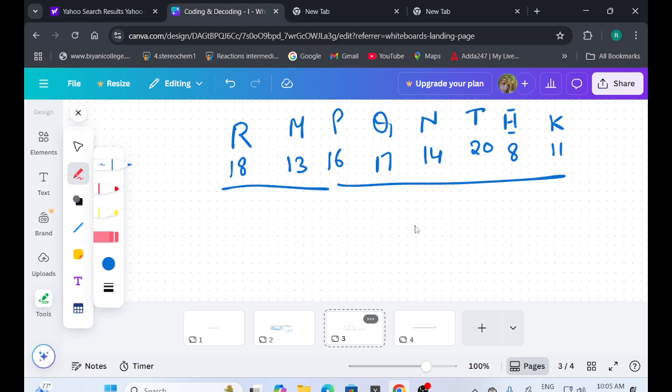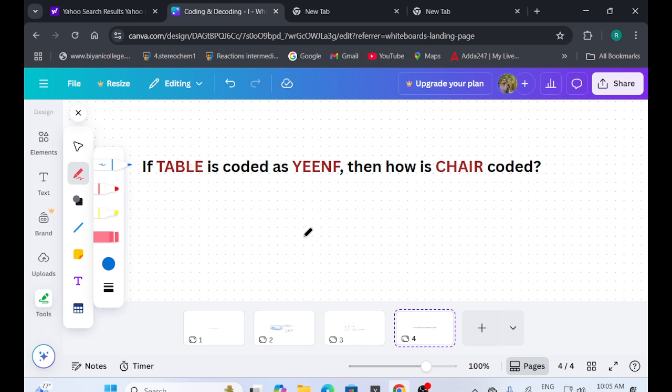So all these things are important. First you should learn this, and only then can we go for the questions. In the next part we will deal with some questions and patterns. Basically, in coding-decoding, some difficult patterns also come, and we will decode those difficult patterns too. Till then, take one question and give the answers in the comment section, please.